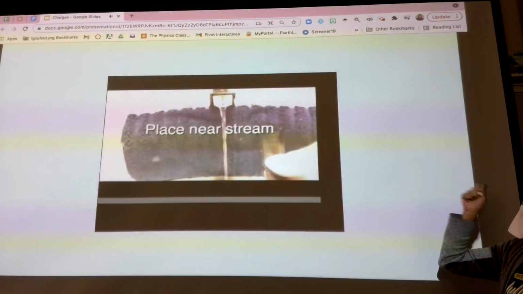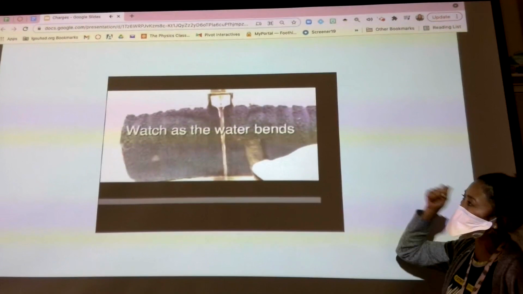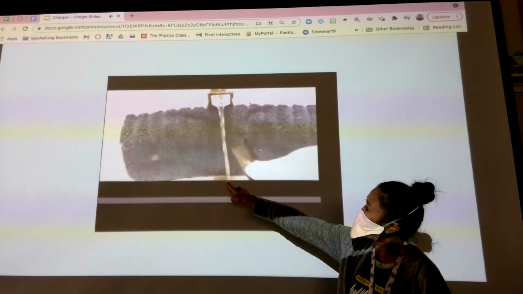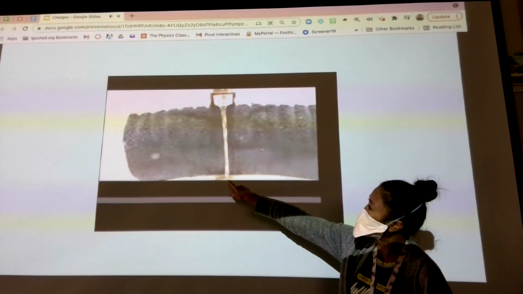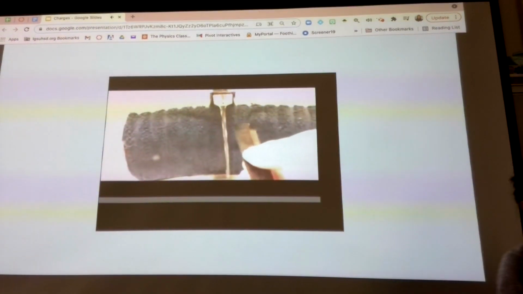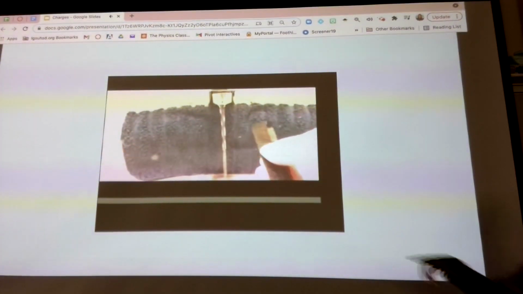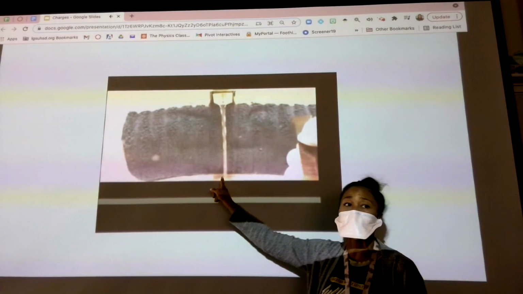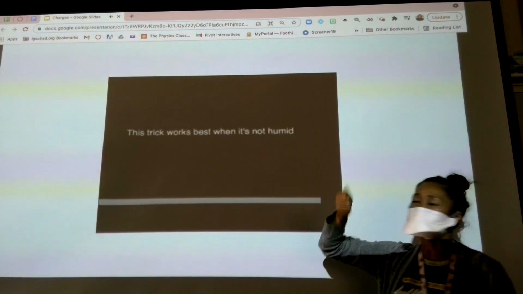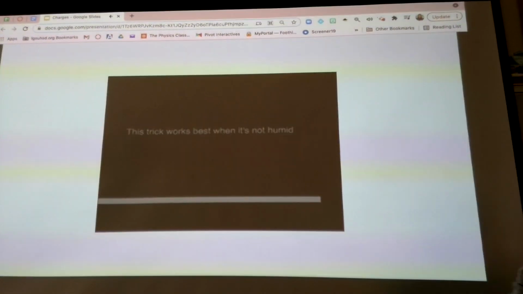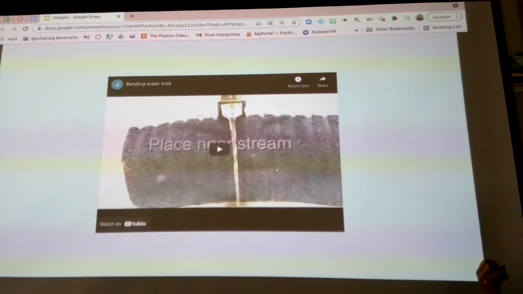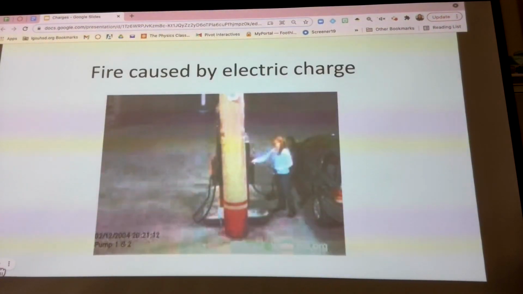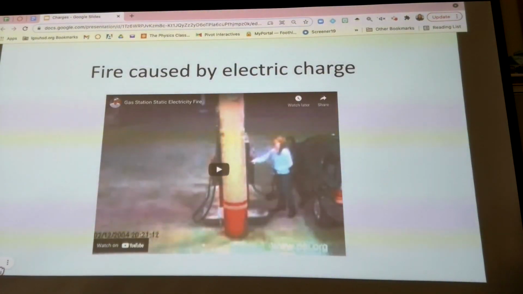But he brushed his hair, or she brushed her hair. And if you look at the bottom of the water, you can see the water bending because it is attracted to the charge of the comb. The water's not charged, it's neutral. But as the person brushes their hair, it charges up that comb and it attracts a neutral object. So this is something you can do at home. This is something you cannot do at home.